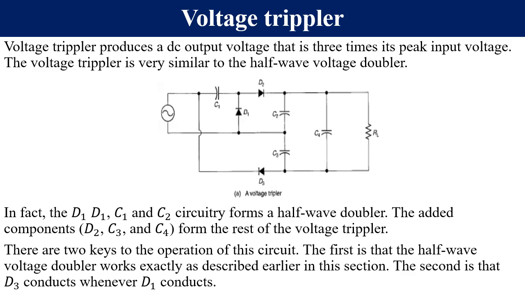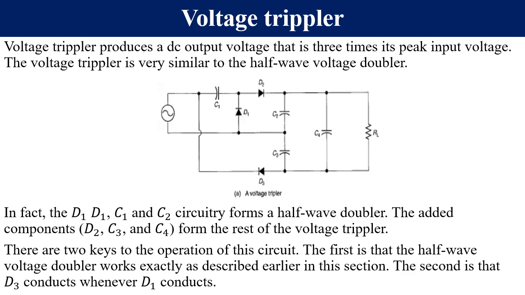Let's look at what happens for a voltage tripler. What we mean here is that we are going to multiply the input AC voltage by 3 to get a DC output voltage. Please, you must be able to draw that particular circuit. The voltage tripler produces a DC output voltage that is 3 times the peak input, which is self-explanatory.